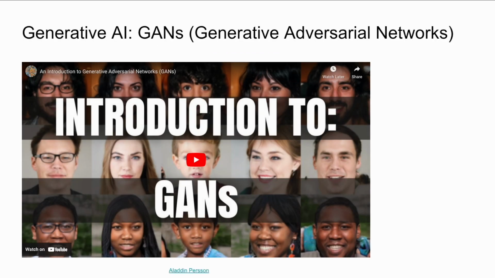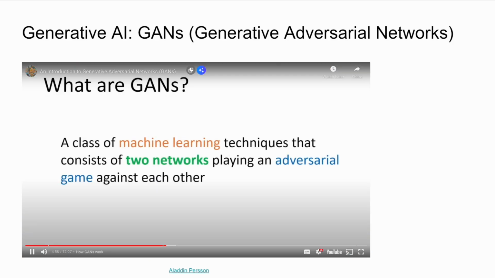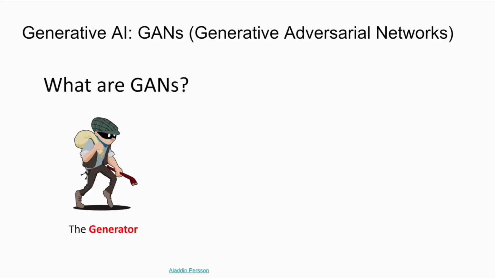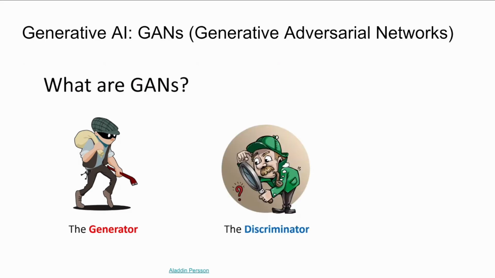In the last few years, generative AI has become very popular and sparked concerns about deepfakes. In this video, we will learn how we can train a model to be creative. GANs are a class of machine learning techniques that consist of two networks playing an adversarial game against each other. One of these networks is called the generator, and we can view the generator as a sort of counterfeiter. The other network is the discriminator, and you can view this network as a sort of detective.